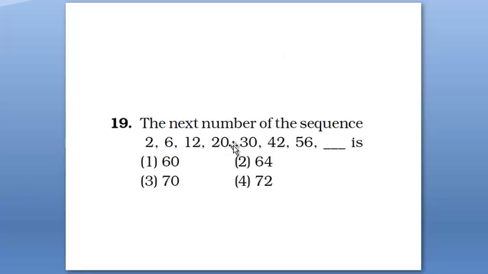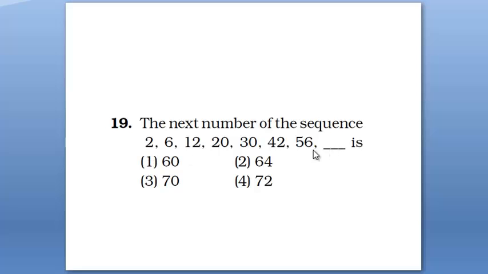Question number 19. The next number of the sequence. Alright. 2, 6, 12, 20, 30, 42, 56. Let's just check this out real quickly. Now in this sequence, if you check the differences, you won't get a common value, because the difference here is 4, then you get 6, then 8, then 10, then 12, and then 14. So it's a very strange sequence.